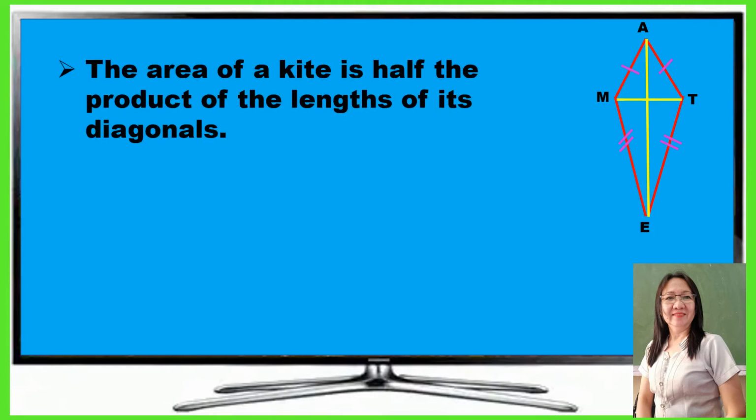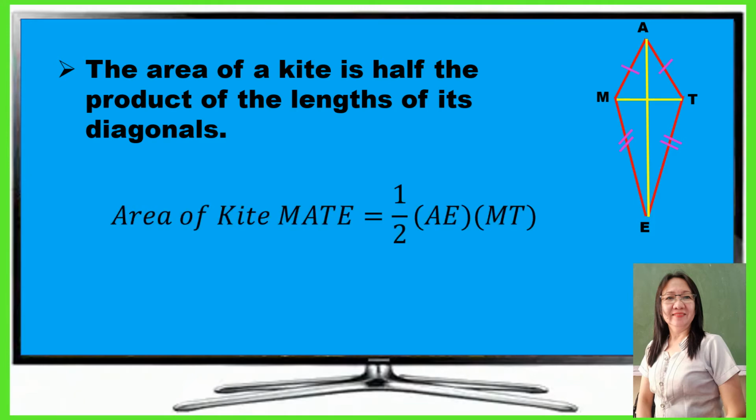Now, there is a theorem which states that the area of a kite is half the product of the lengths of its diagonals. So using the illustration, the area of kite MATE is equal to 1/2 times the length of AE, which is the longer diagonal, times the length of the shorter diagonal, which is MT.